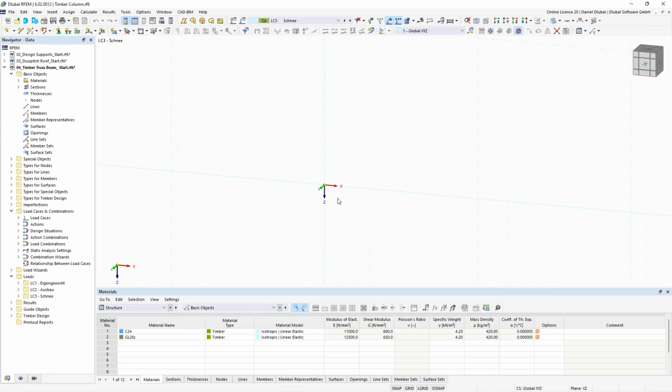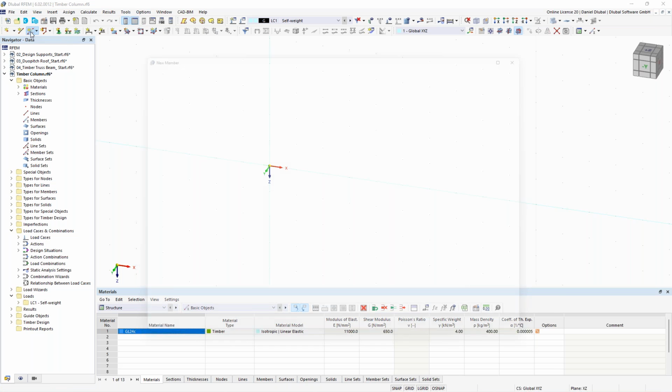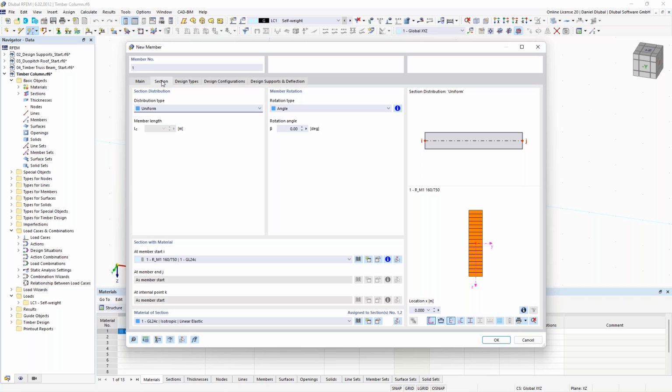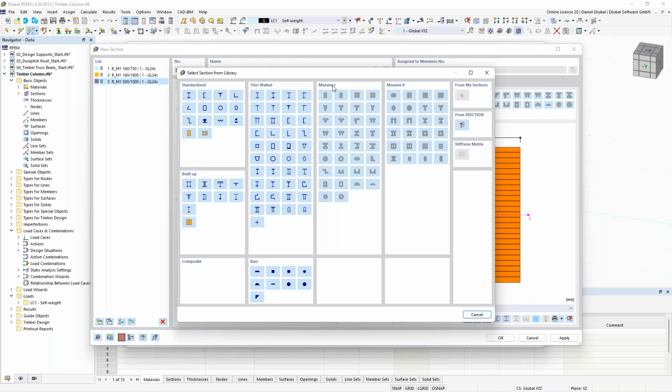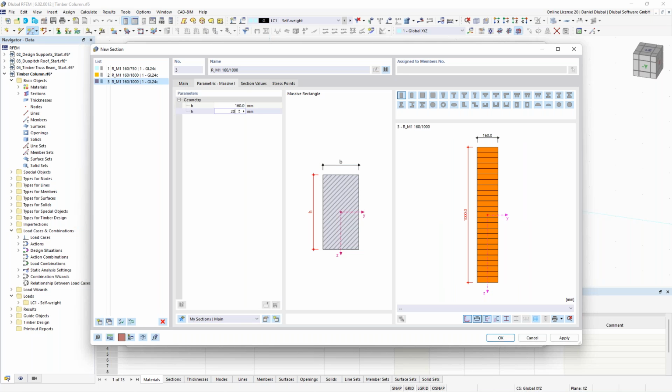I click on OK, and now we start in a new working area. The next step is the creation of a cross section. First of all, I will change the work plane to the XZ plane, and I go to New Single Member, go to the tab Section, and I want to create a new cross section. I click on this icon and choose this massive rectangle. You can also go to the cross section library and choose this one, it's the same. The geometry is 160 millimeters as width, and the height is 200 millimeters.